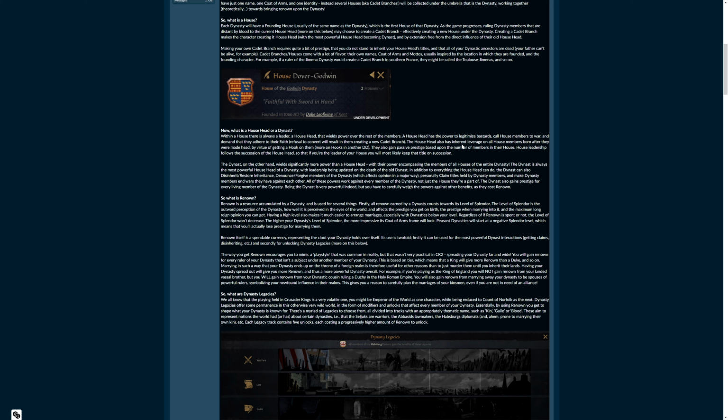A house head also has inherent leverage on all house members born after they were made head by virtue of getting a hook on them. So a hook, we'll see what that means. So it's coming in another Dev Diary. They also gain passive prestige based upon the number of members in their house, and the house leadership follows the succession of the house head. So if you're the leader of your house, you'll most likely keep that title on succession. So that's something very powerful. And once you lose that, you're maybe in a lot of trouble.